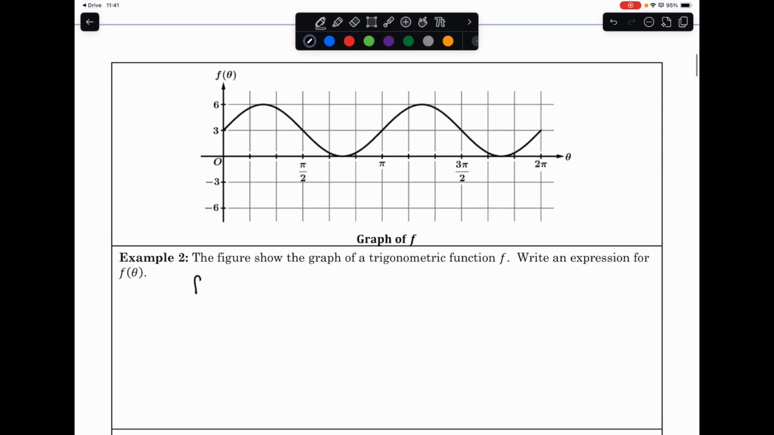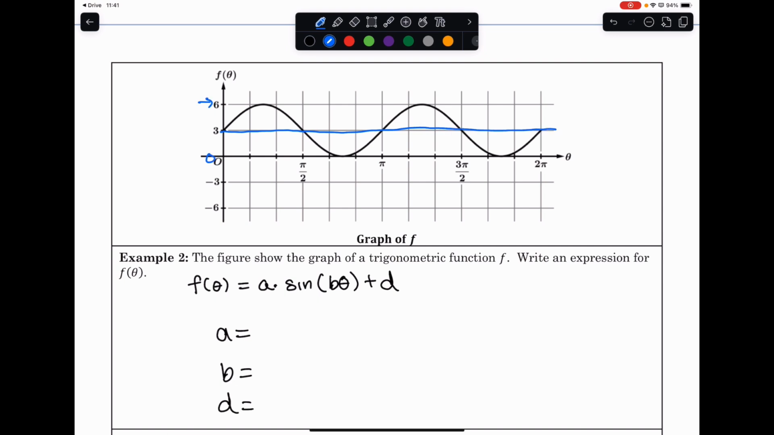So let's again say that this is a sine function. And we want to figure out what the values of a, b, and d equal. We could start off by figuring out the value of d because that's easy to identify. That's the midline right here. Since the lowest point of our graph is 0 and the highest point is 6, the middle between 0 and 6 is the number 3. 6 plus 0 divided by 2 equals 3. So the value of d equals 3.